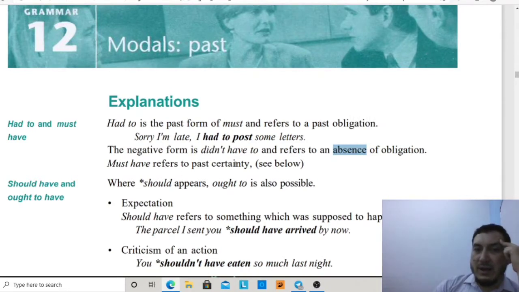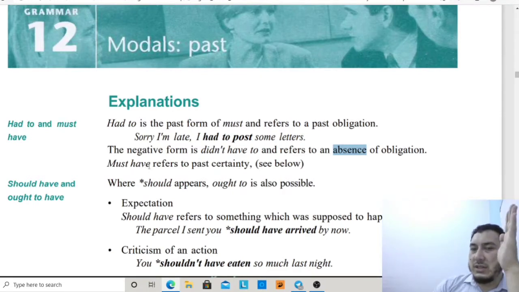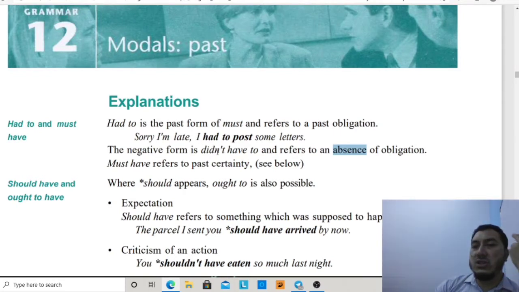Must have refers to past certainty. Must have talks about certainty. But didn't have to is an absence of obligation. So you don't have to, it's not your obligation. You're not obliged to do something. So you can either do it or not do it.